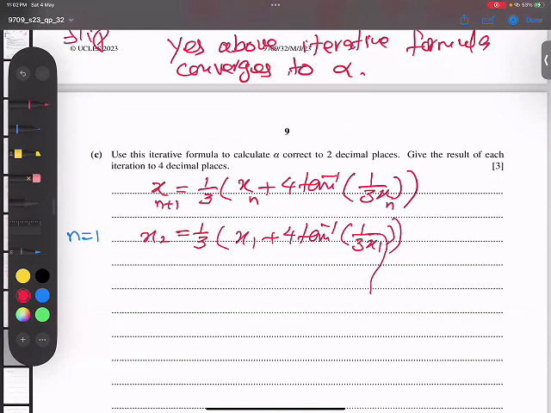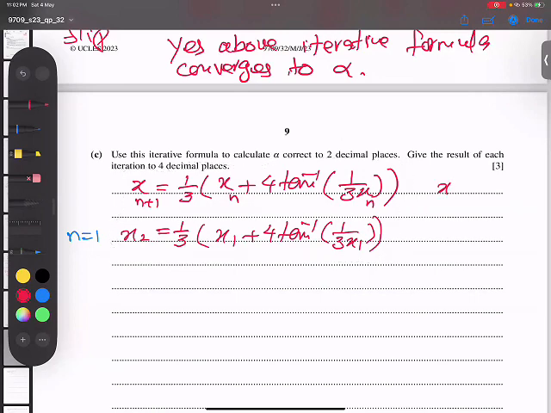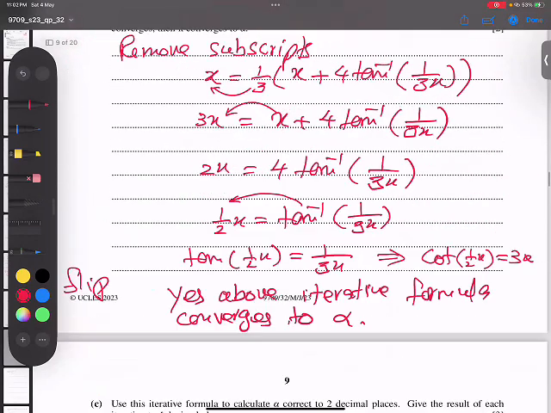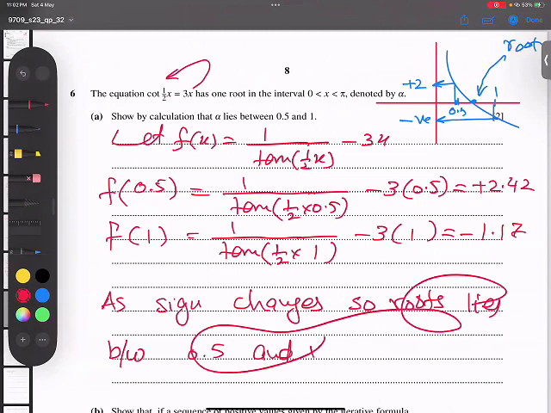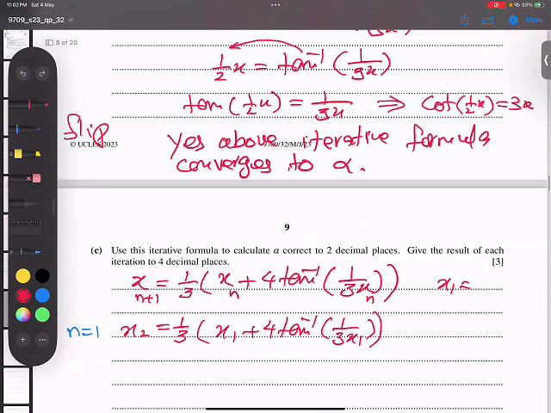The problem is that usually the question gives this value, but in this question, x1 is not given. Then what can we do? Then we have to find x1 by the average of these two numbers. Why? Because we convinced the examiner that the root lies between these two numbers. So I will take the average because I'm not sure.